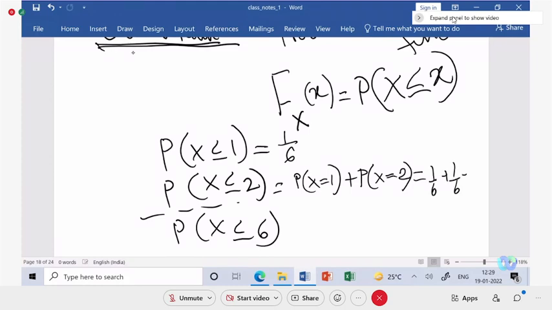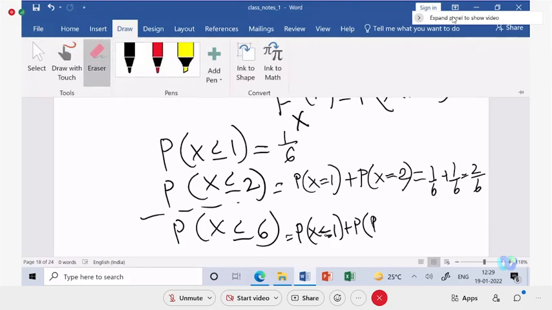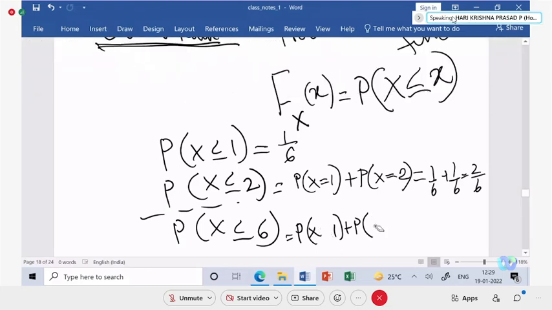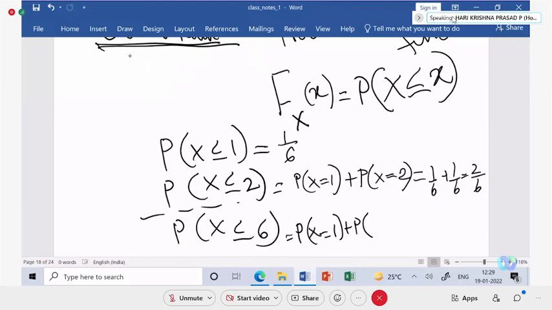When I consider the probability of x taking a value less than or equal to 6, it includes 6 events. One is the probability of x equal to 1, probability of x equal to 2, and so on, up to the probability of x equal to 6. How many such probabilities need to be considered? 6. So it is 1.